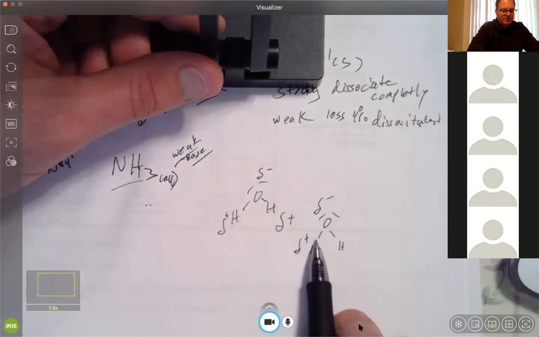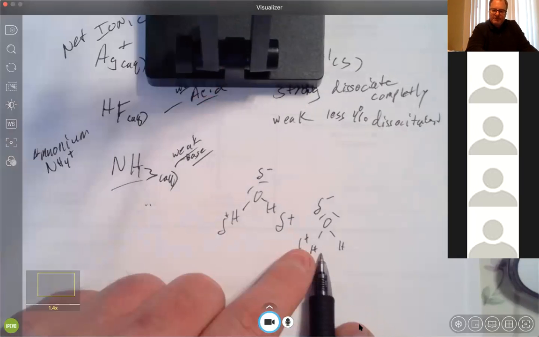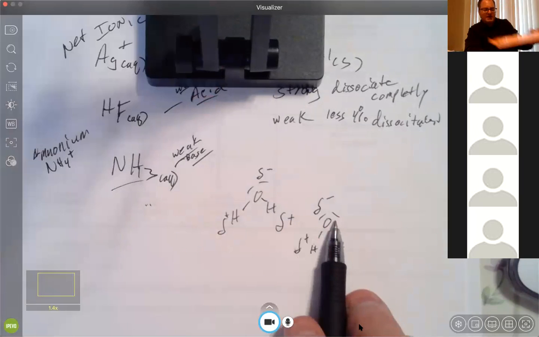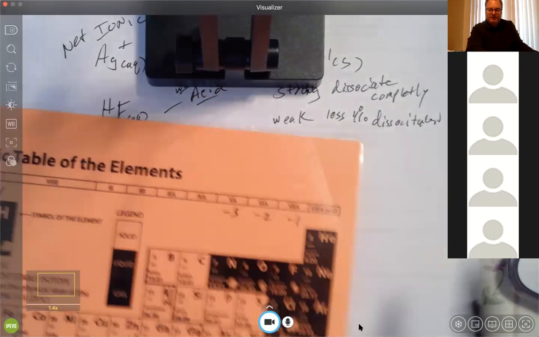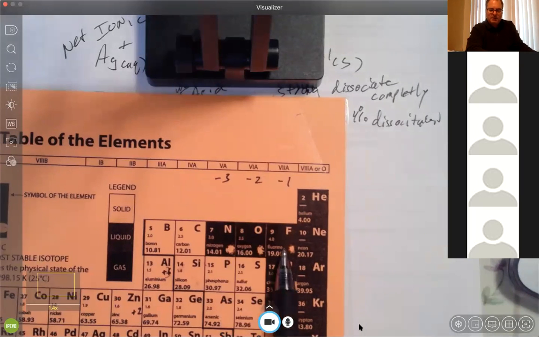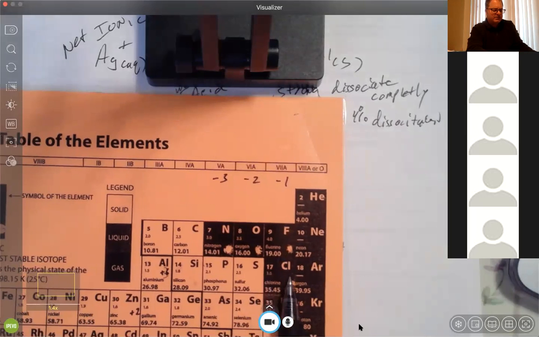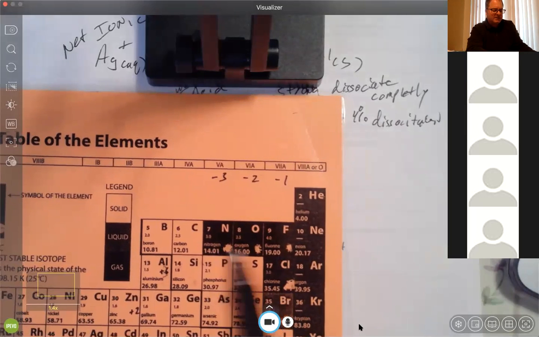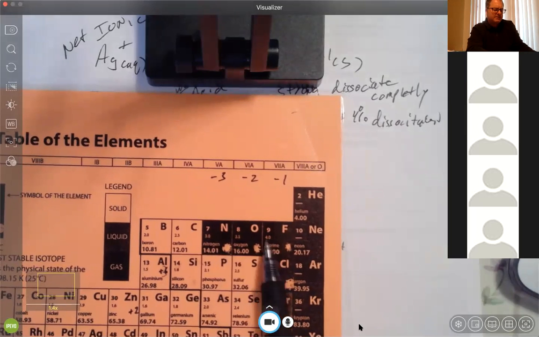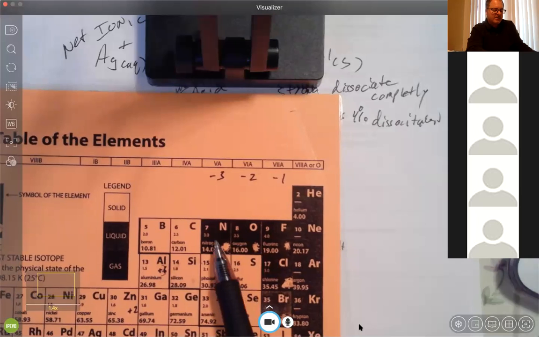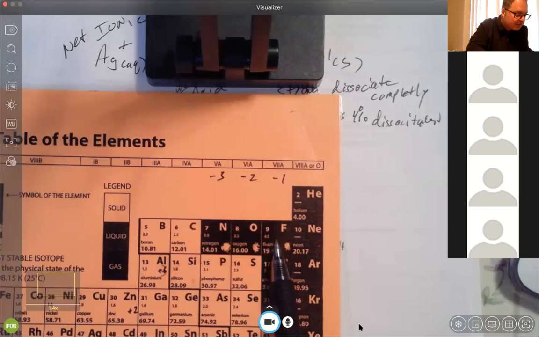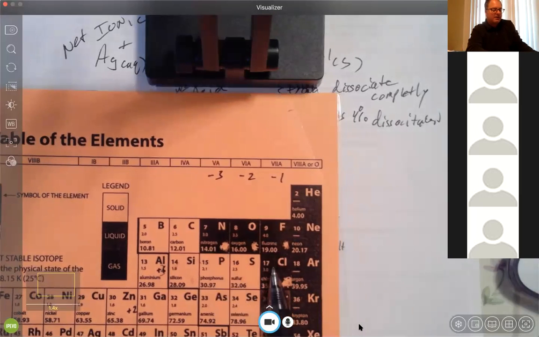Hydrogen bonding is called hydrogen bonding because very highly electronegative elements, N, O, F, and I believe Cl as well, but I have to check that Cl, it's been a while. But these guys right here, you know that these can perform the hydrogen bonding. Let's see, 3.0, 3.0. Yeah.